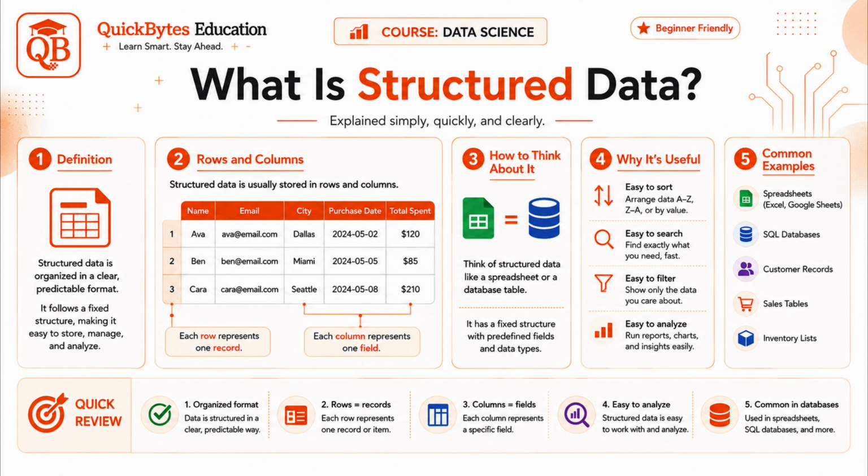Structured data is data that is organized in a clear, predictable format. Most of the time, structured data is stored in rows and columns. Think of a spreadsheet. Each row might represent one person, one sale, one product, or one order. Each column represents a specific piece of information. For example, a customer table might have columns for name, email address, phone number, city, purchase date, and total amount spent. Everything has a clear place. That organization makes structured data easier to sort, search, filter, and analyze.